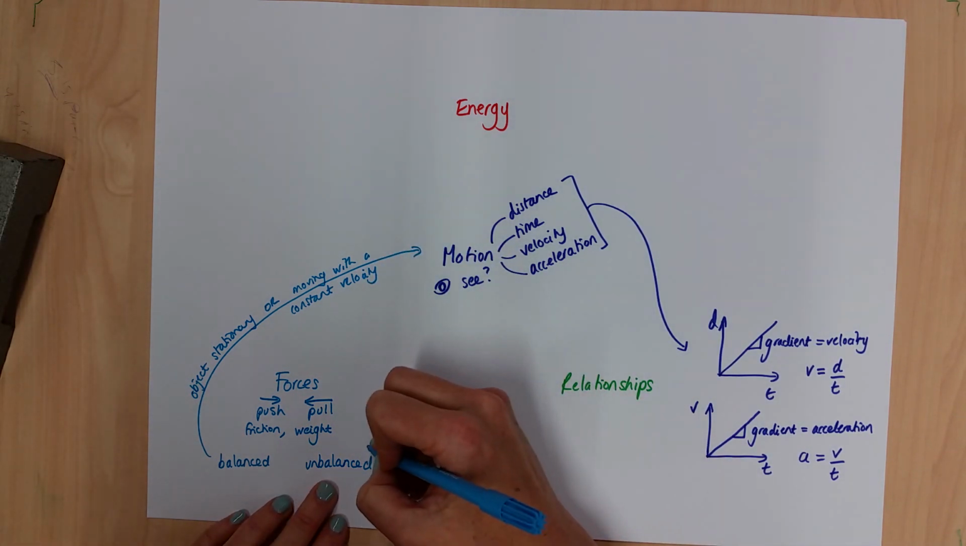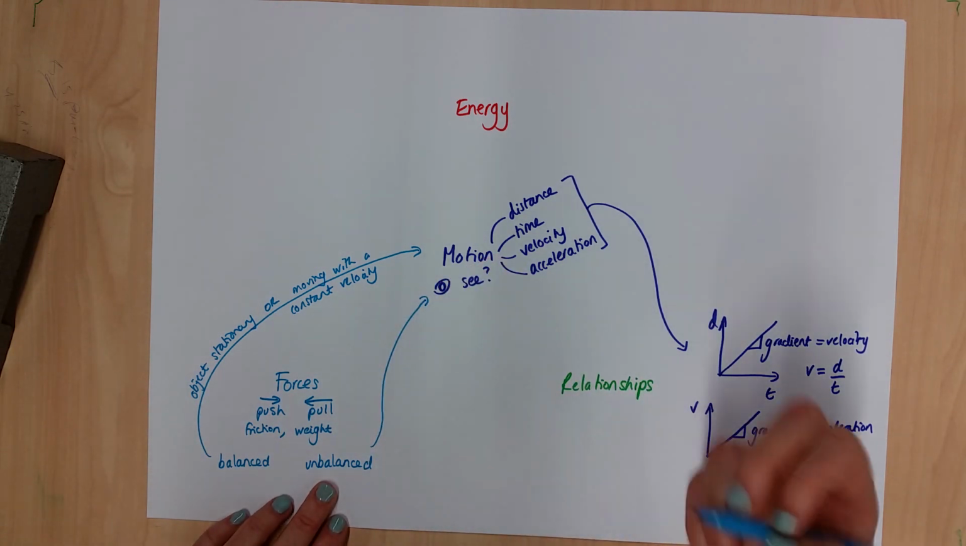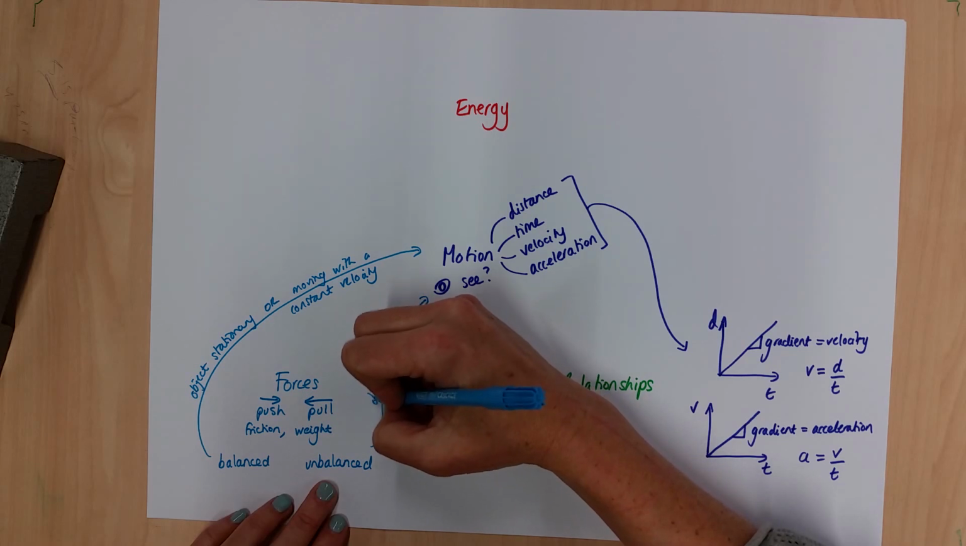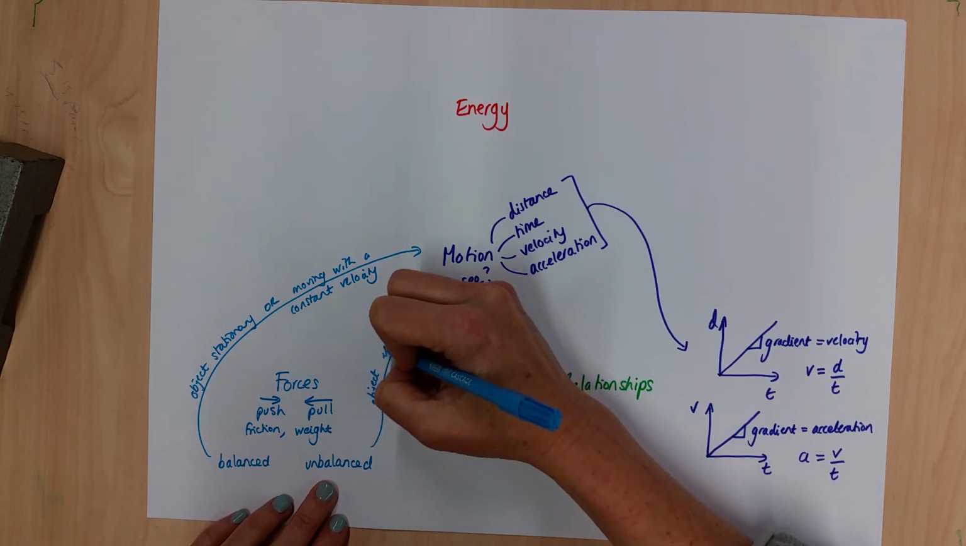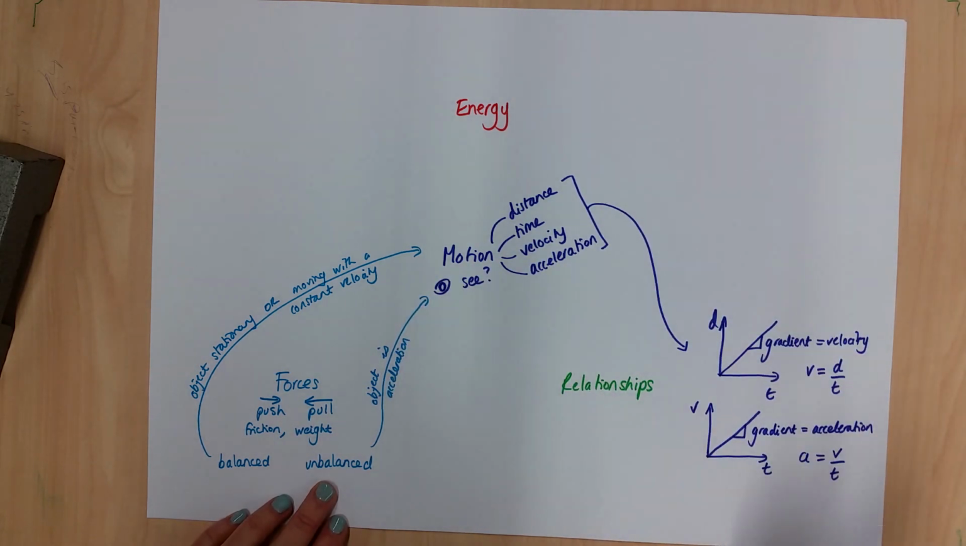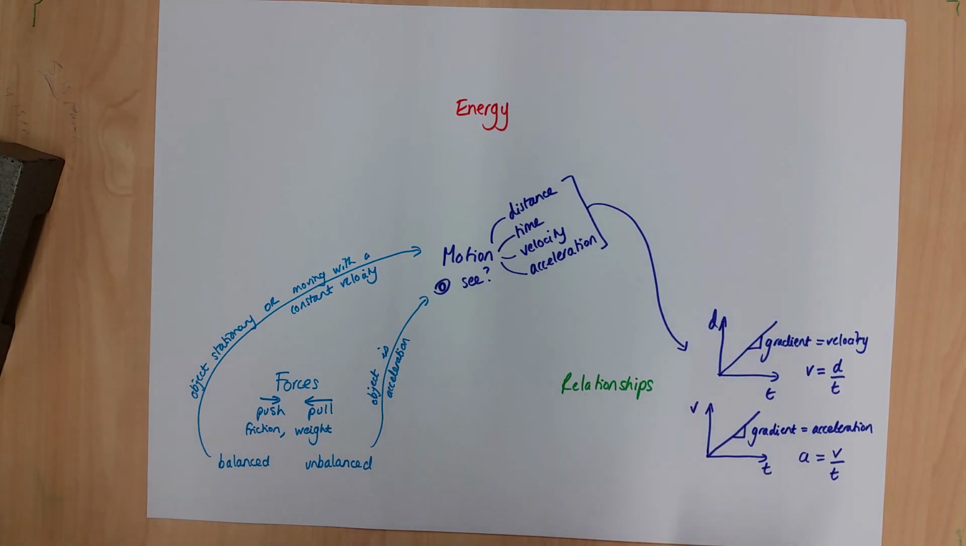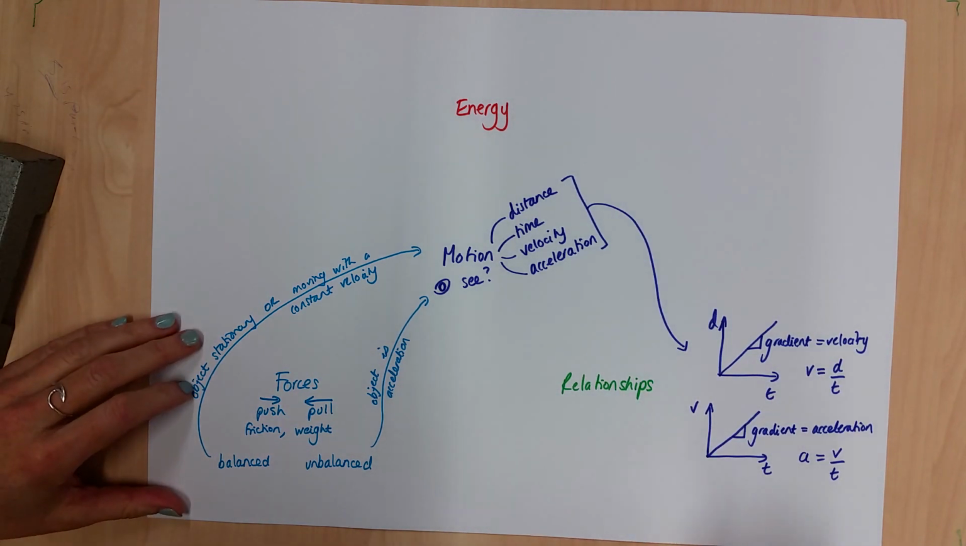Unbalanced forces, though, means that when the force in one particular direction is bigger than all the other forces, the object is accelerating. So if your car's pulling away from the traffic lights and speeding up, there must be an unbalanced force acting on it to make it speed up and move away.